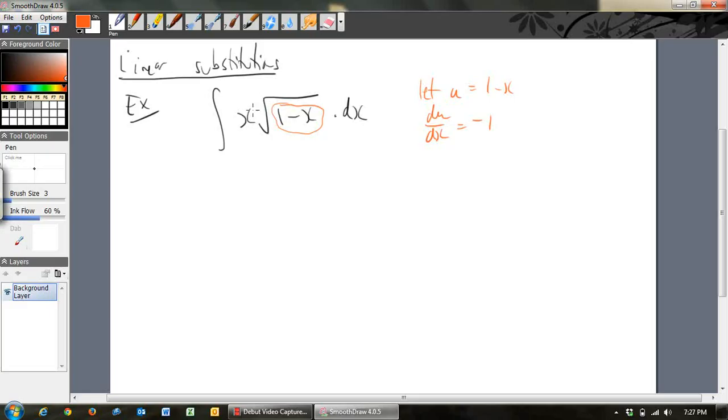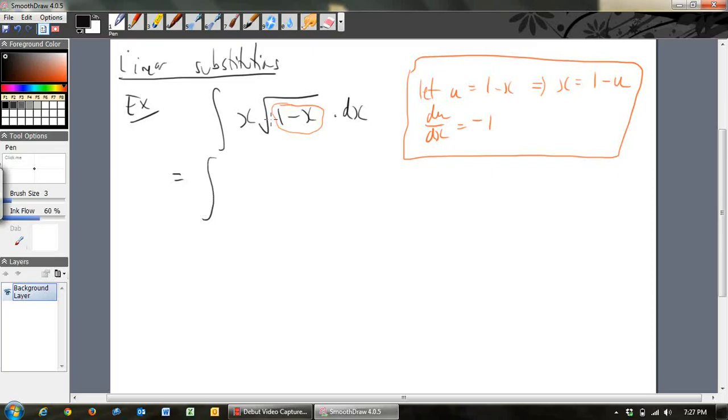If we want to change all these x's to u's, why don't we just say what x is equal to in terms of u? So in other words, if we rearrange this equation, we move x onto this side and u onto that side, x is equal to 1 minus u, isn't it? That's what x is equal to in terms of u. And so then what you can do is just change this integral. So this integral is, what is x? x is 1 minus u.